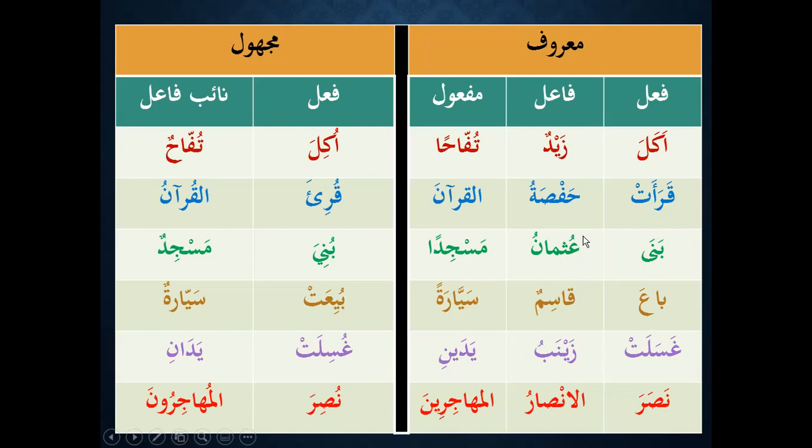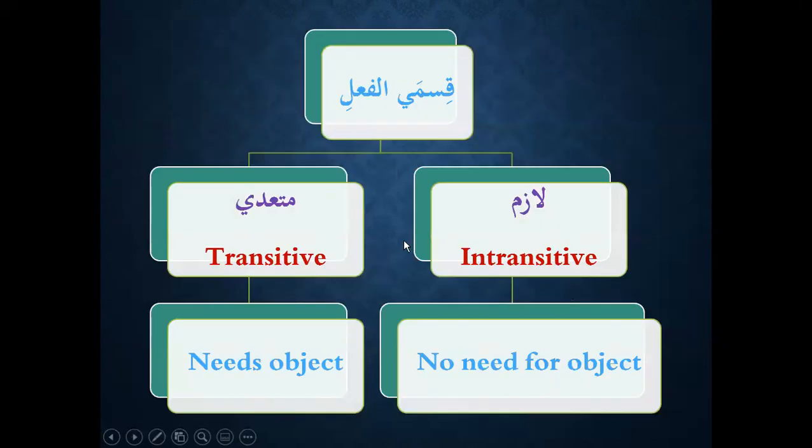Rather, the naib fa'il has been mentioned, which was originally there, maf'ul, the object. But you could see that their state changes from maf'ul to marfu. Tufahan becomes tufahun. Al-Qur'ana becomes al-Qur'anu. Okay? Because they take the place of the doer. Means you've deleted this line. You put them here.